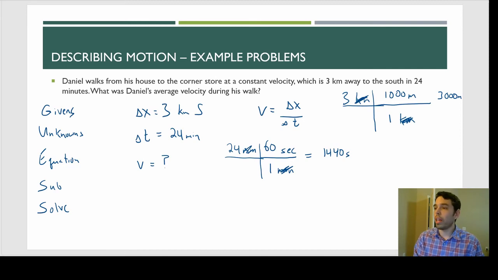Yes. Okay, now we plug it in. Now we do the substitution. This is my displacement, right? 3 kilometers to the south. That's how far we traveled from our initial spot to the final spot. So plug this number in to the x, and then plug this number in to the t.